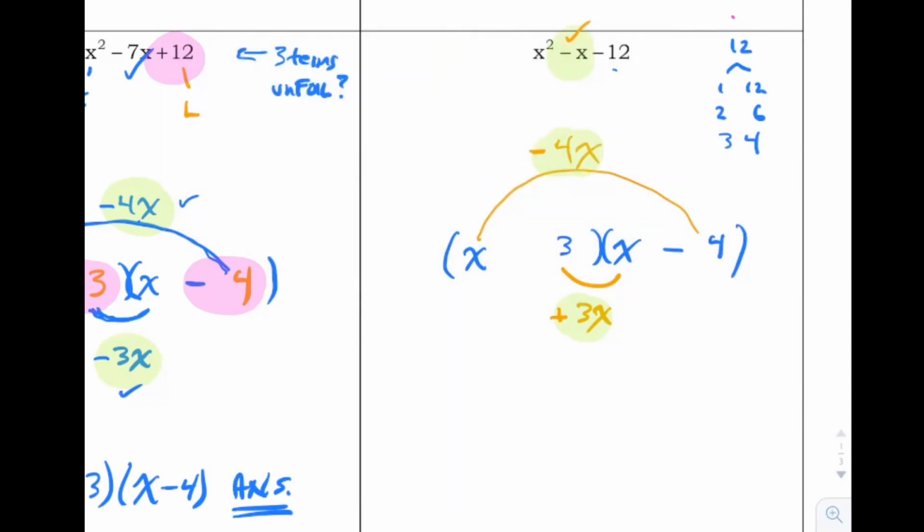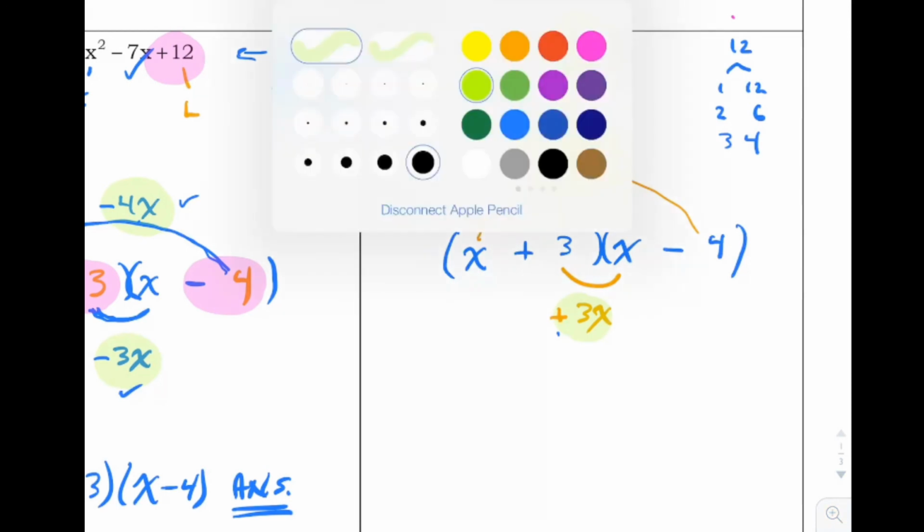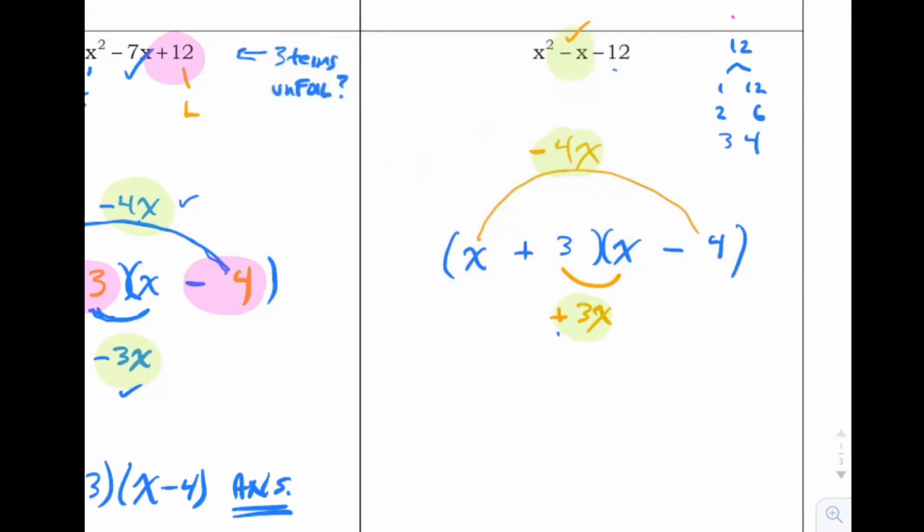And I want this to be a plus 3x, so I'm going to put a plus 3 there. And then you do have to double check real quick. You got to make sure that this is also working. You got to say, well, if I do a positive 3 times a negative 4, do I get a negative 12? And the answer is yes. It really does work. Everything's working. So here's my answer right there. x plus 3, x minus 4.